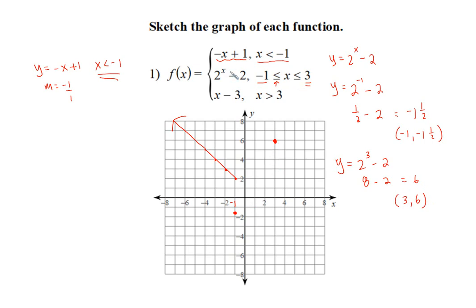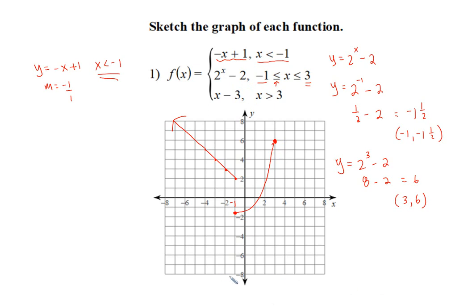Now you have to think, so our function here, 2 to the x power minus 2, we know that's an exponential function, right? So since it's an exponential function, we're going to make a kind of an exponential curve going up, and it would look something like this.